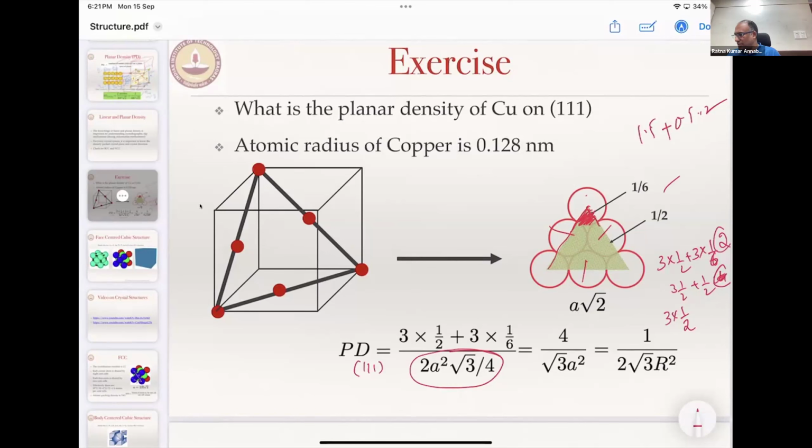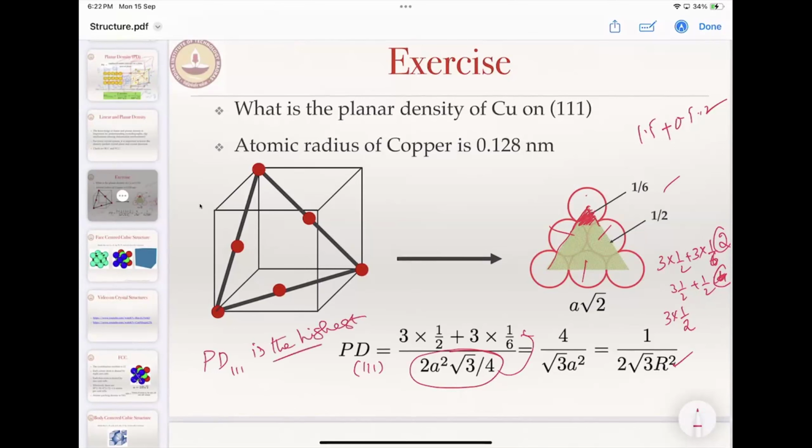And with this 4, the 4 goes to the numerator, and 2 and 2 get cancelled. So you have 4 by root 3 a square. And you will see that for an FCC crystal, PD 111 is the highest, and this is the most closely packed plane.